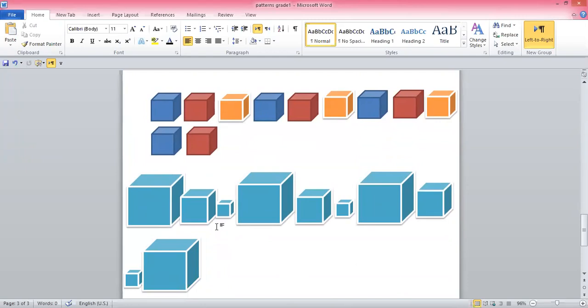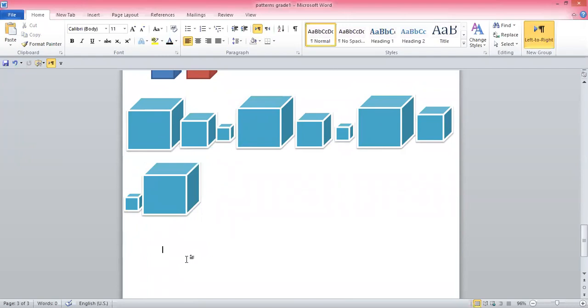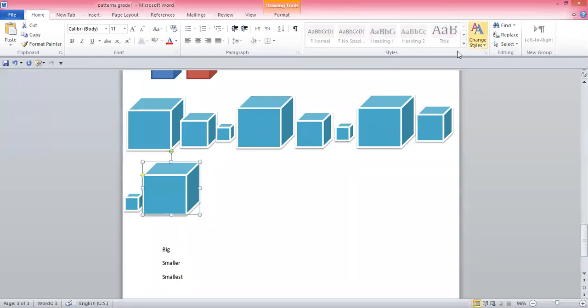Okay, guys, come here now. This is the pattern. I made it by different sizes. This is biggest, smaller, smallest, big, smaller, smallest, big, smaller, smallest, big. Okay, so big, smaller, and smallest. So you have to tell me after this big, which will come?